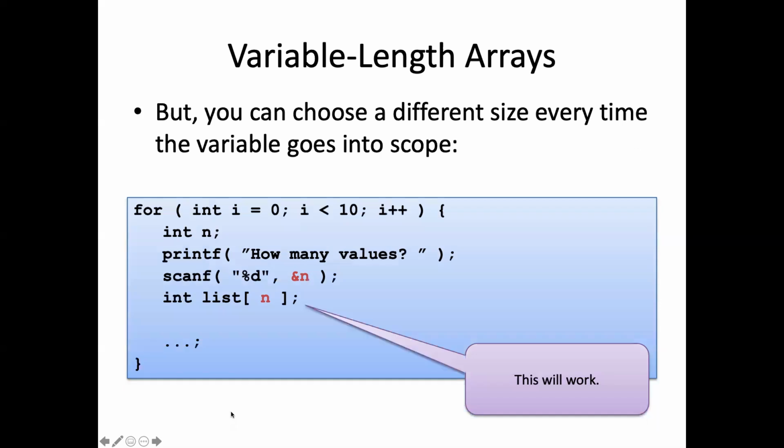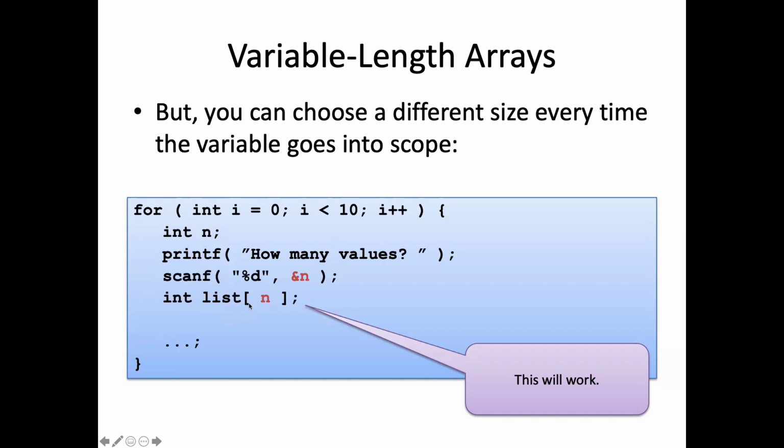But you can do this. Here I've got a loop that runs for 10 iterations, and every time around, I ask the user for a different value of n, and then I make a variable that's that big, that has that many elements, and this works just fine. Because every time around this loop, this variable list is going out of scope. And then when it comes back into scope, when I make it again, it could potentially be a different size. That's fine.